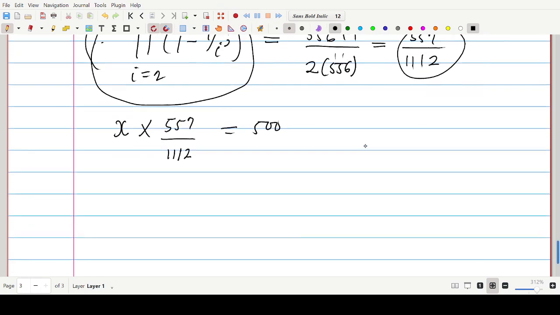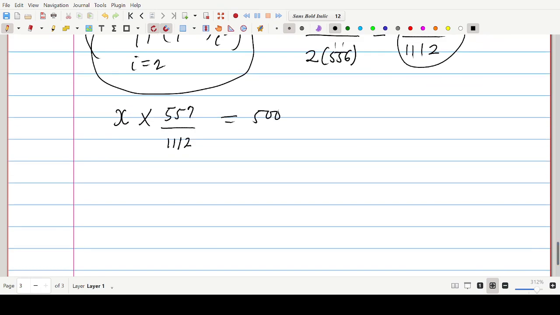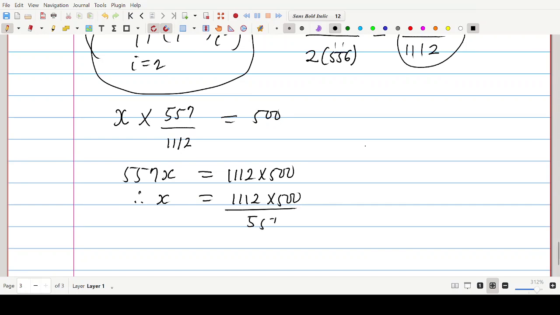So this is a very simple equation to solve. We transpose to get x, so we'll have 557x equals 1112 times 500, which is a very big number. Then to get the value of x, we divide both sides by 557. Therefore, x equals 1112 times 500 divided by 557. And this is the value of x.